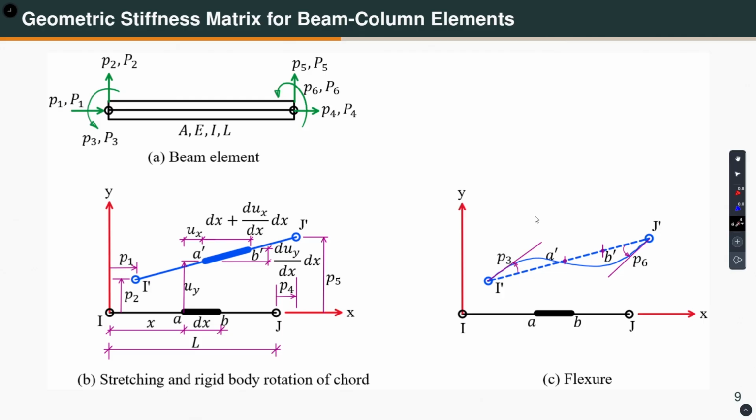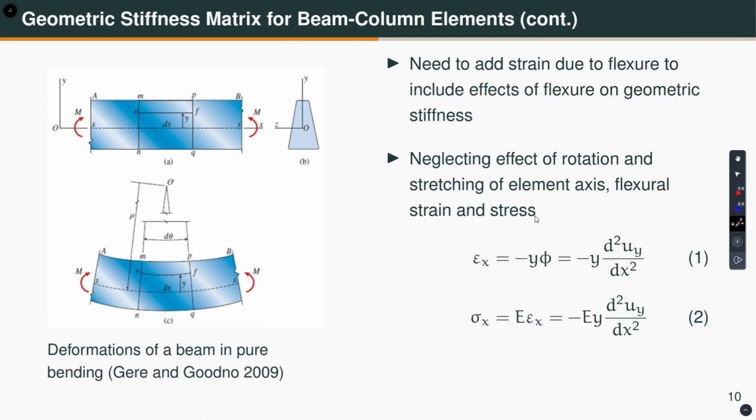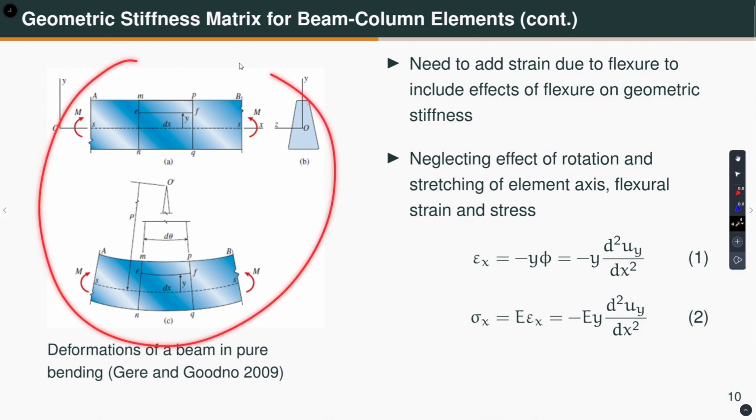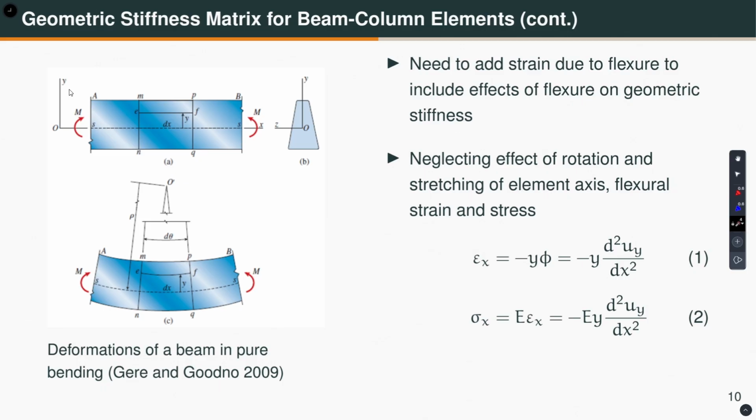Okay. So, to do that, we have to add the strain due to flexure, to include its effect on the geometric stiffness. Now, this is the case of pure bending, which we have already looked at in a previous lecture. So, you remember from there that the axial strain is equal to minus y into phi. What is y? y is this distance from the neutral axis, and phi is the curvature, which is equal to 1 by rho. So, this I can write as minus y d2 uy dx2.